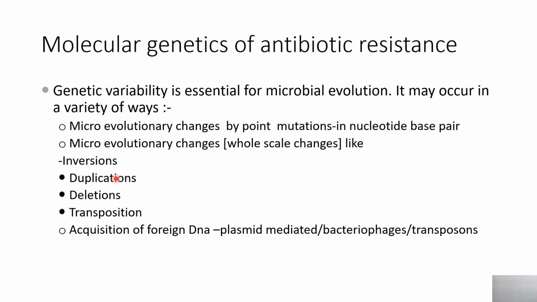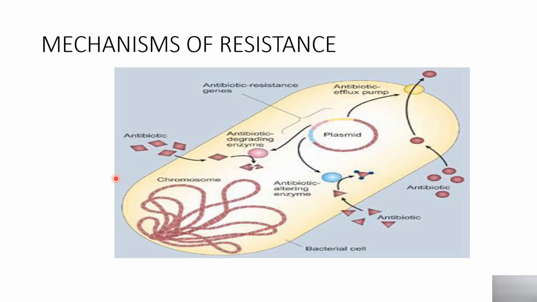If we talk about molecular genetics of antibiotic resistance, genetic variability is essential for microbial evolution. So it may occur in a variety of ways. Microevolutionary changes by point mutations in nucleotide base pairs. Macroevolutionary changes, whole scale changes like inversions, duplications, deletions, transposition, or acquisition of foreign DNA like plasmid mediated or bacteriophages, transposons. Now, what are the mechanisms of resistance? There are various, as I said, either the antibiotic can be effluxed out, the antibiotic altering enzyme can be working, antibiotic degrading enzyme can be coming into work.